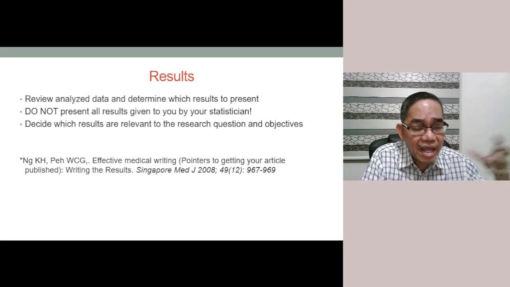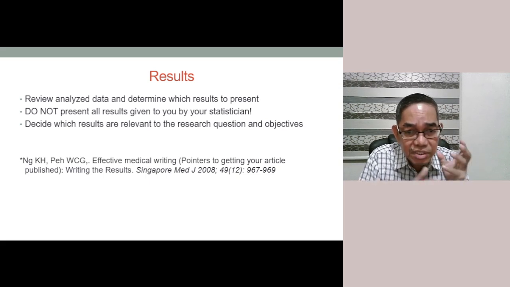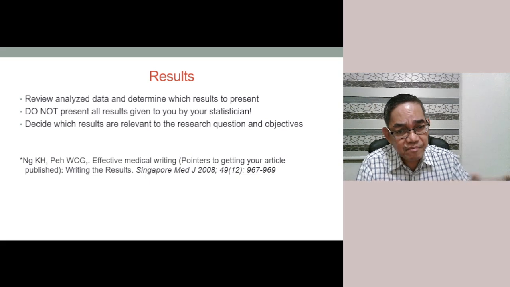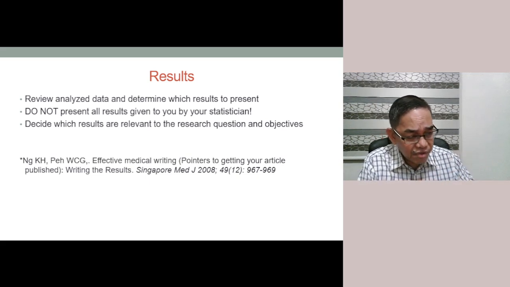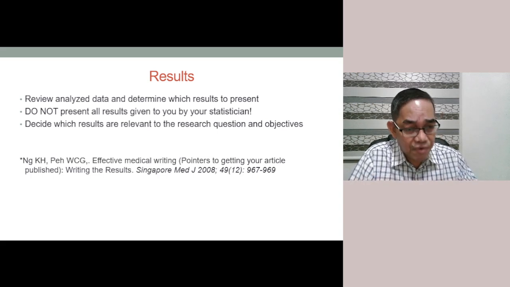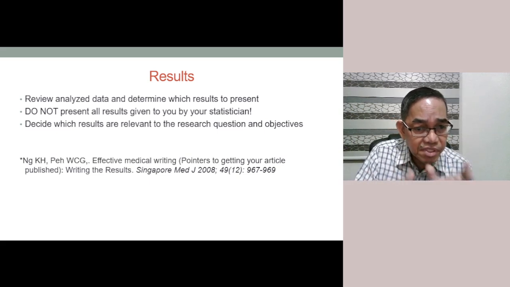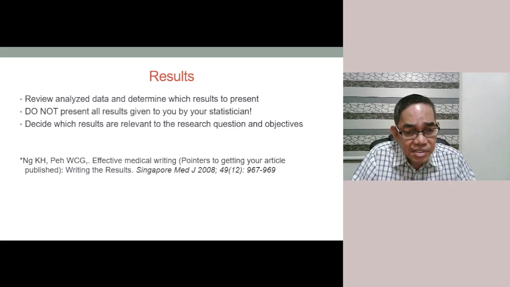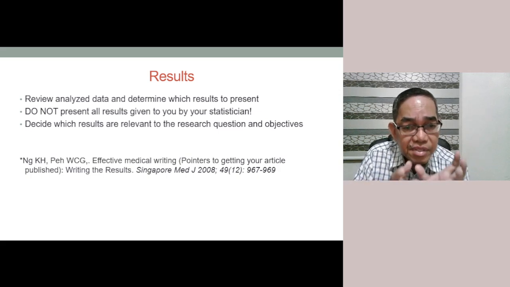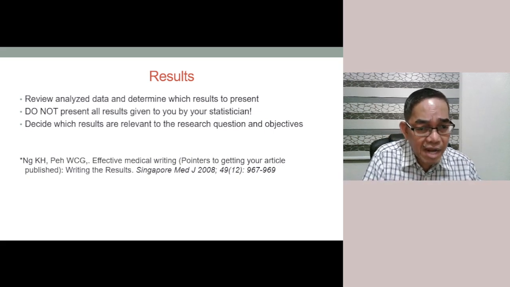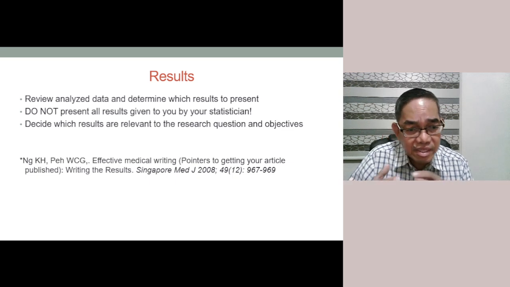And review, analyze data, and determine which results to present. When you review the results from the data given to you by your statistician, determine. Not all results given to you by your statisticians need to be presented. So determine which results to present, and decide which results are relevant to your research question and objectives.